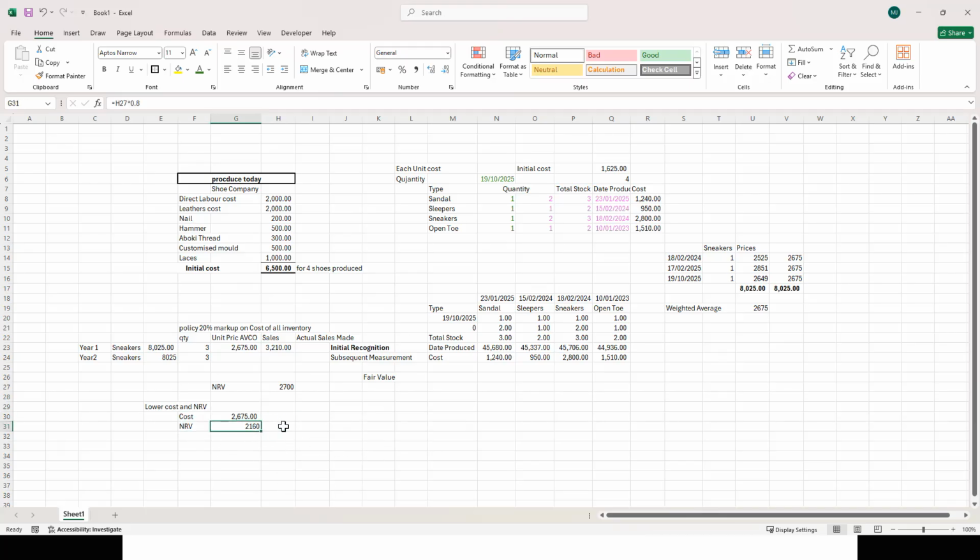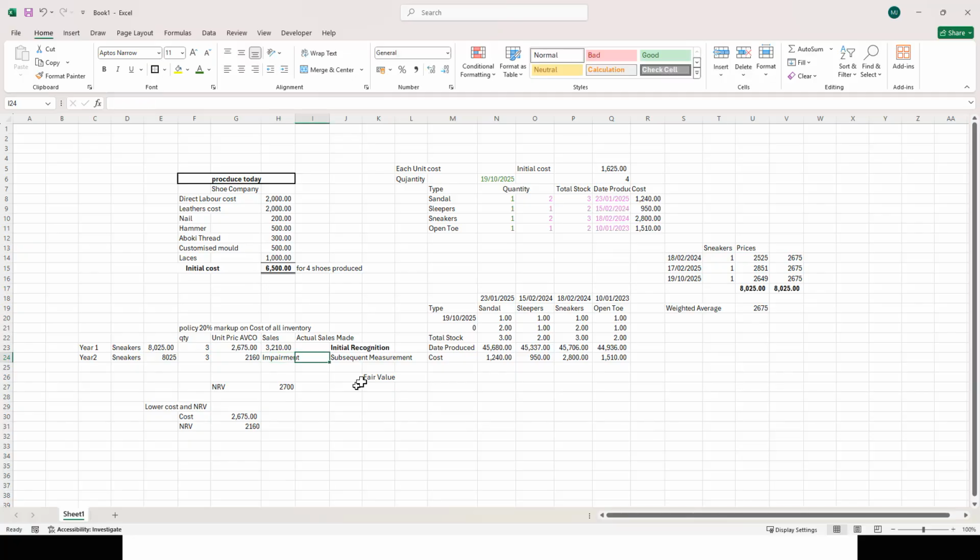2-1. So this is the value. I'm not going to come to that subsequently. I now measure it at what? The unit price will now be what? 2,160. It will no longer be 2007, because in this subsequent measurement there's been an impairment.